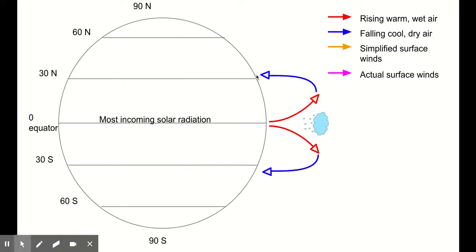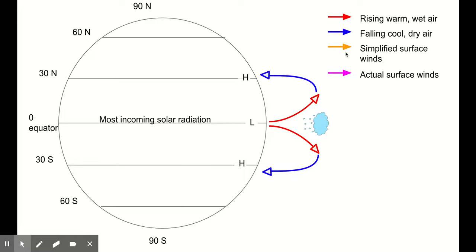Let's take a look at the pressure zones that are created. Underneath our rising warm wet air, we're taking all those molecules with us up into the atmosphere, leaving a bunch of empty space. That's our low pressure zone. And then here at 30 North and 30 South, where our air is sinking and the molecules are packing down on top of each other, those are our high pressure zones.